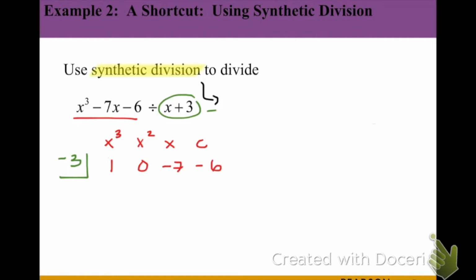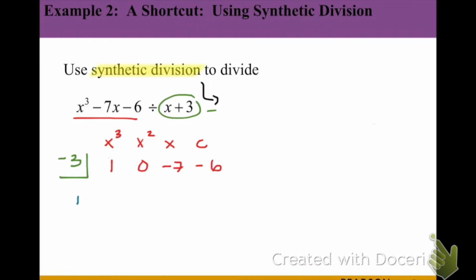1 for the cubed term. Since we're skipping, we don't have a quadratic term, I'm going to put a 0 there, just like we did with long division. And then I'll put a negative 7 for our x term, and then the negative 6 for our constant. We're never going to include our x's here, just the coefficients.